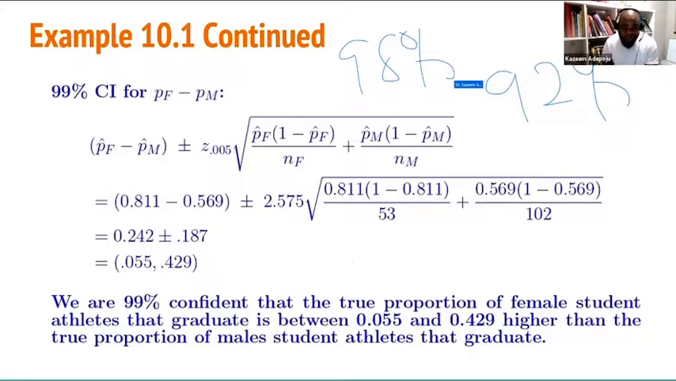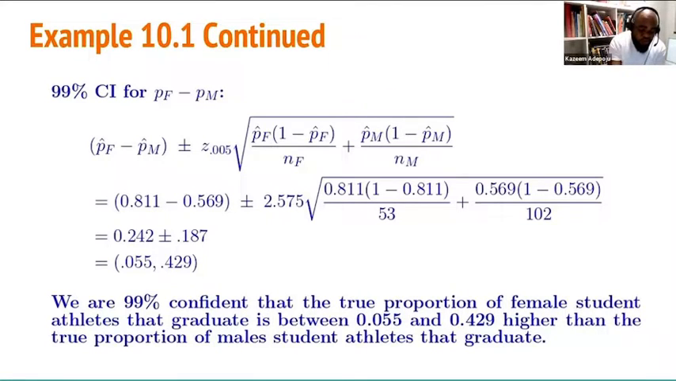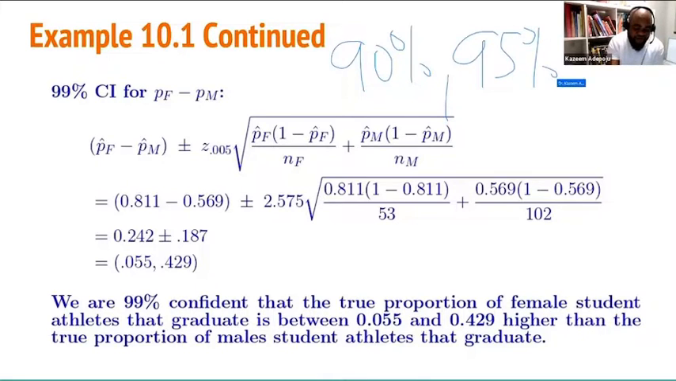All we just need to do, how do you check for those in the table? But the most common one, you are very correct. We use 90, 95, 99. These are the most common ones.